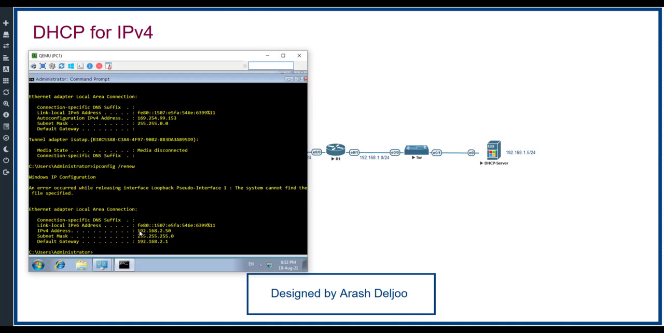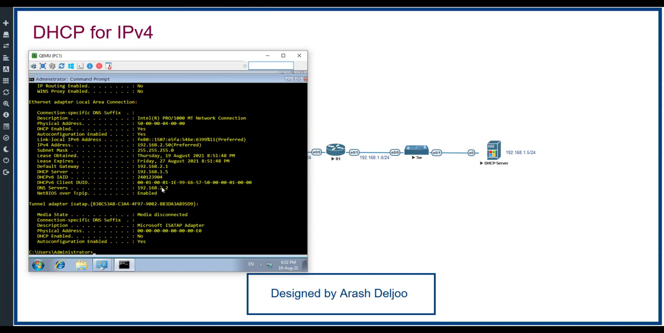If you want, you can see the IP address of PC1, 192.168.2.50, and then the default gateway. Also, if you want, you can use, for example, the command ipconfig /all for all of the information verification. Look at here: the default gateway, the DHCP server, the DNS server, and also the subnet mask, and finally the lease time.